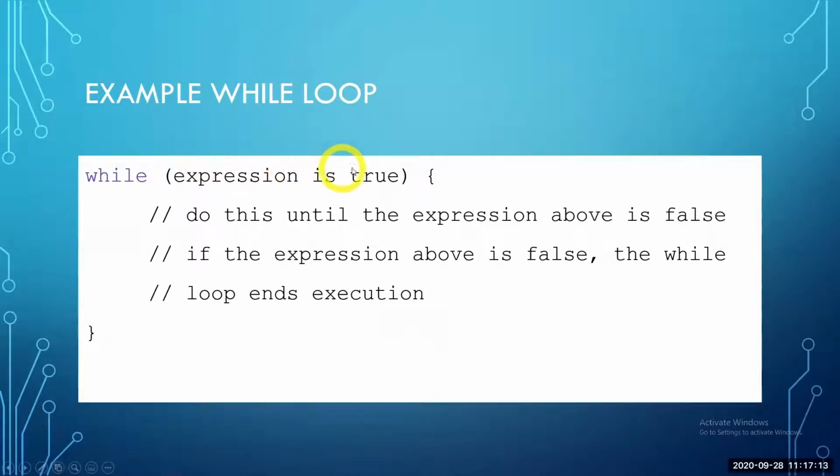Here we go, while expression is true, do this until the expression above is false. If the expression above is false, the while loop ends execution. So it just keeps repeating this until this expression is false.